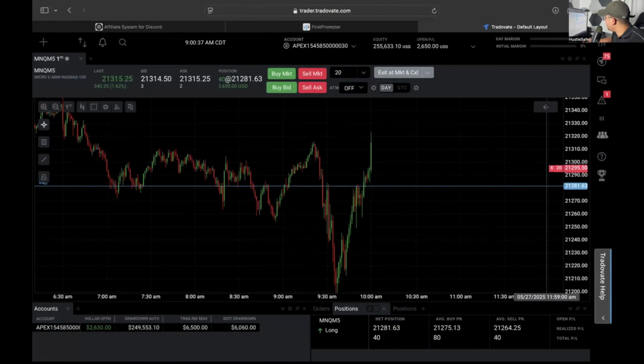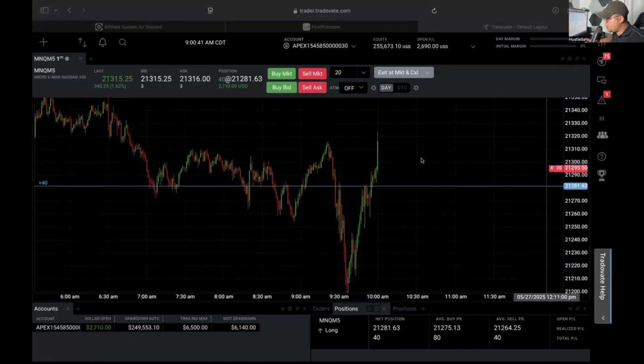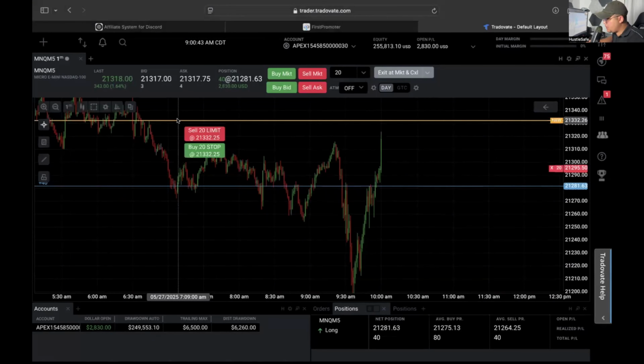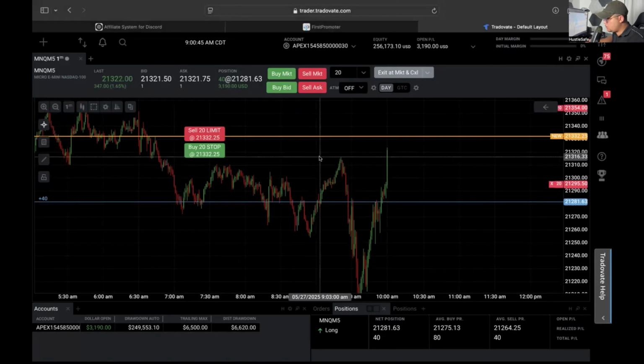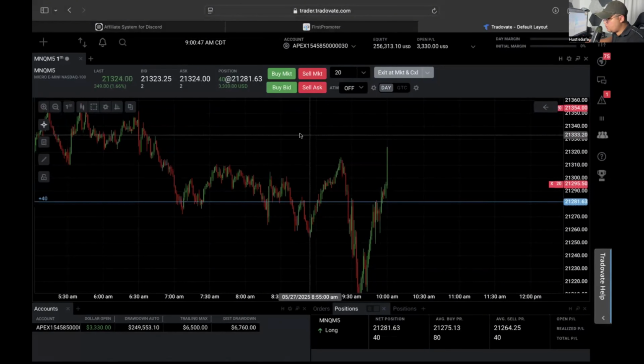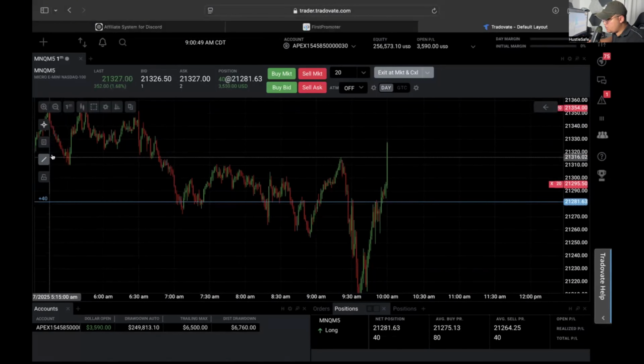I'm waiting for the other candle to open. We're close to the take profit, so take profit was in this main area. I'm gonna mark it out for you guys.